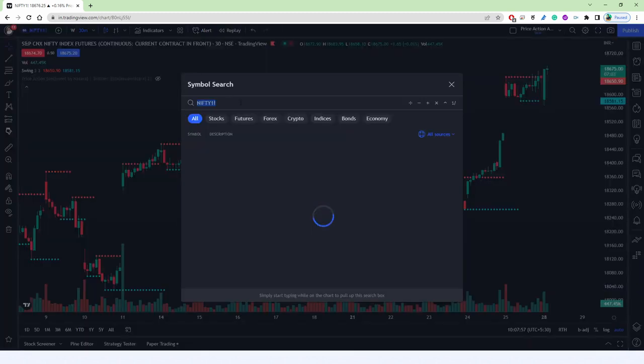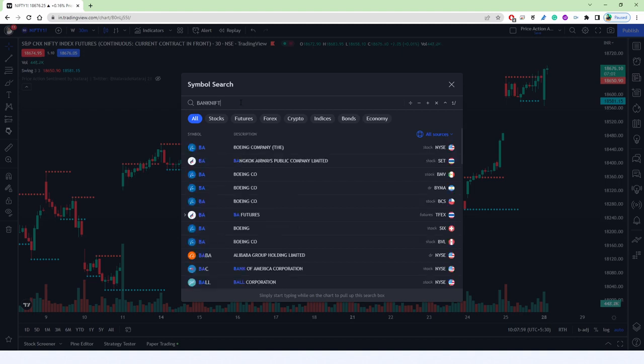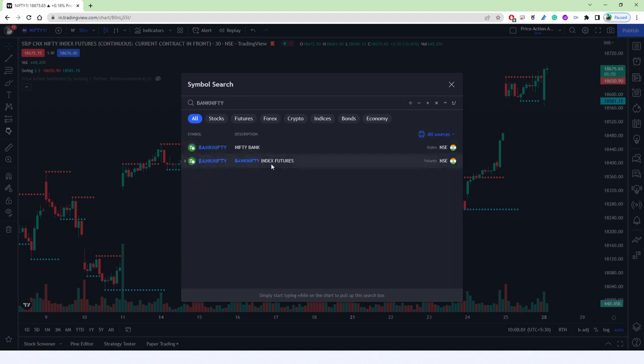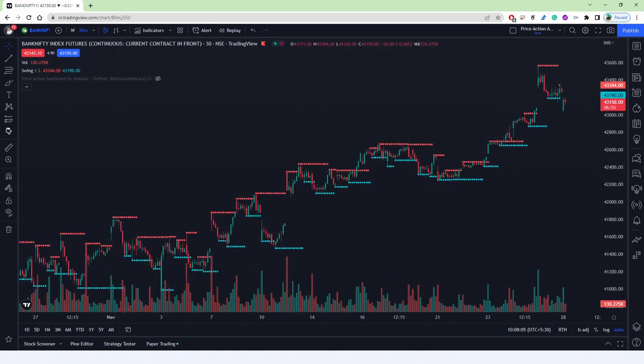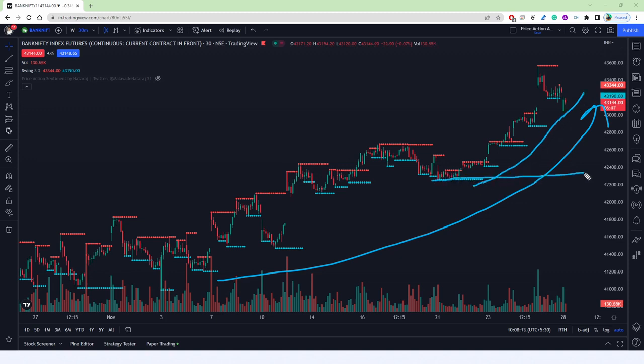Let's look into the Bank Nifty chart. In Bank Nifty, the same scenario: the market is presently trending in the upward direction, even in the short term. The market took a reversal from around the 42,400 level, and it is presently trending upward by making higher highs and higher lows. So it is very clear that we can look for long opportunities.